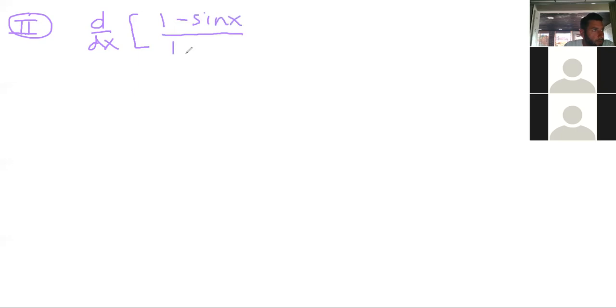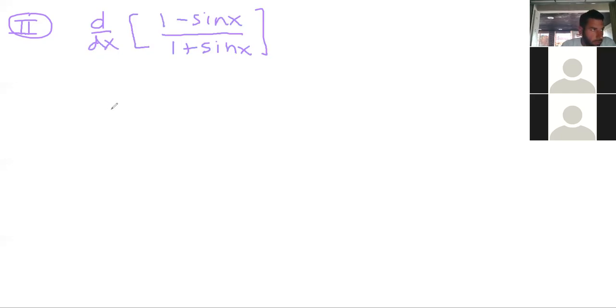So let's do another one. Let's compute the derivative of the following: 1 minus the sine of x divided by 1 plus the sine of x. So here I have a quotient.